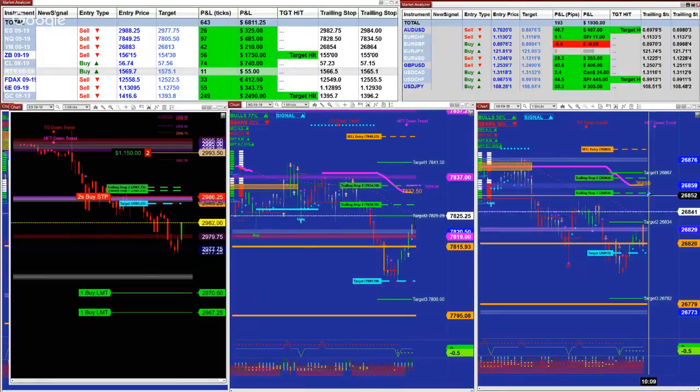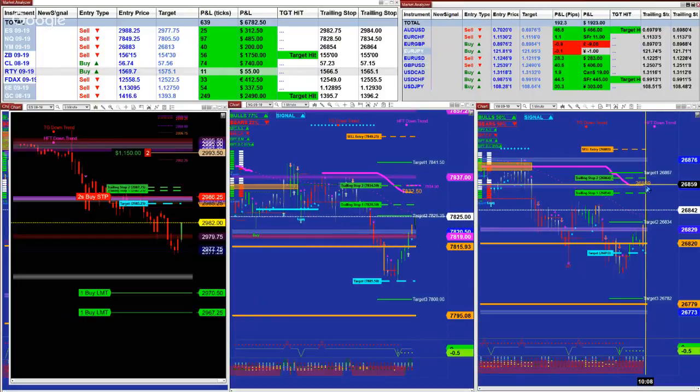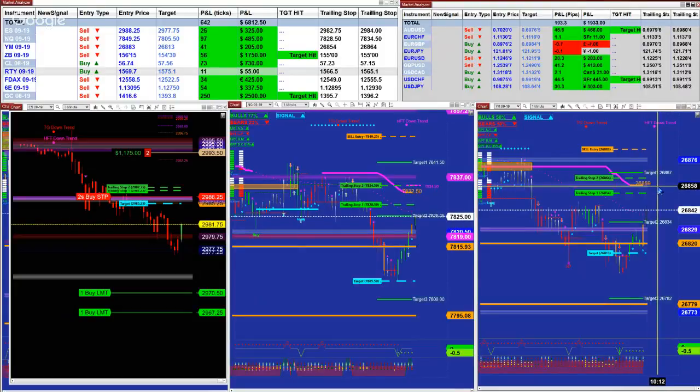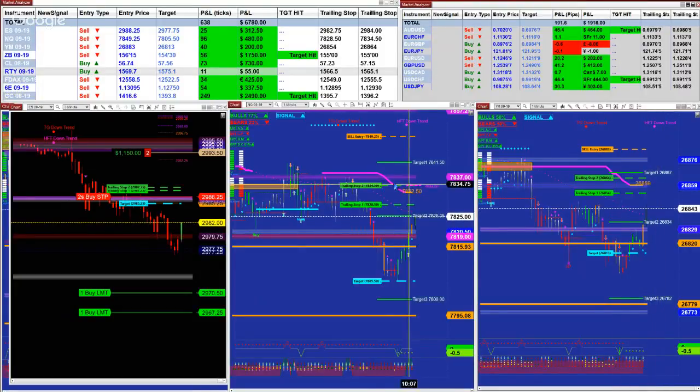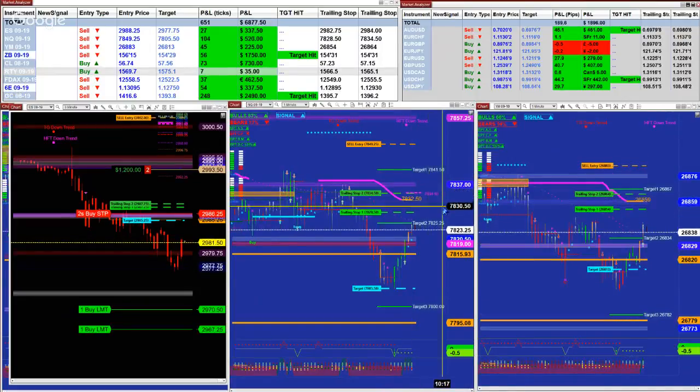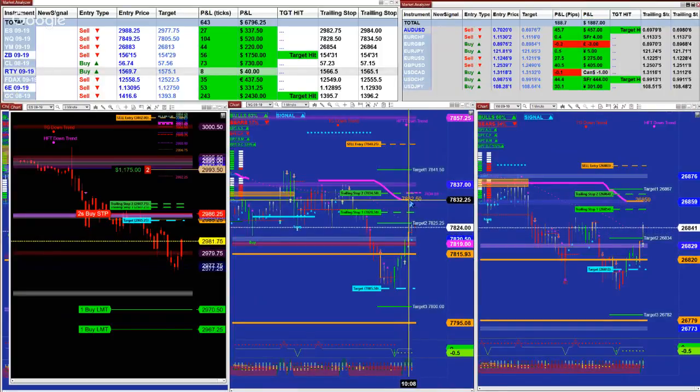Be careful with the YM. The YM, you have a re-entry point. You see this one here on the orange number, 26859. Be careful with that one. On the Nasdaq, you have a re-entry point at 783250. So there is no long, guys. There is no long. Keep your eye on those.